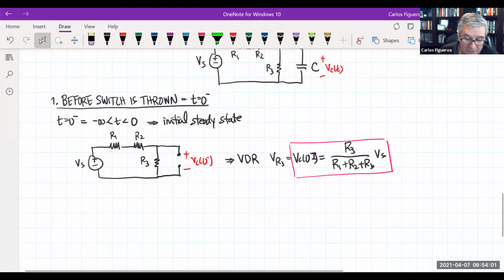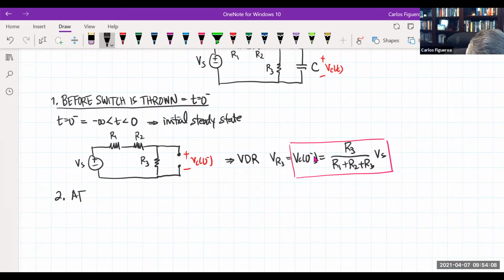Now what happens here, and this is the important part, this is after the switch is thrown.